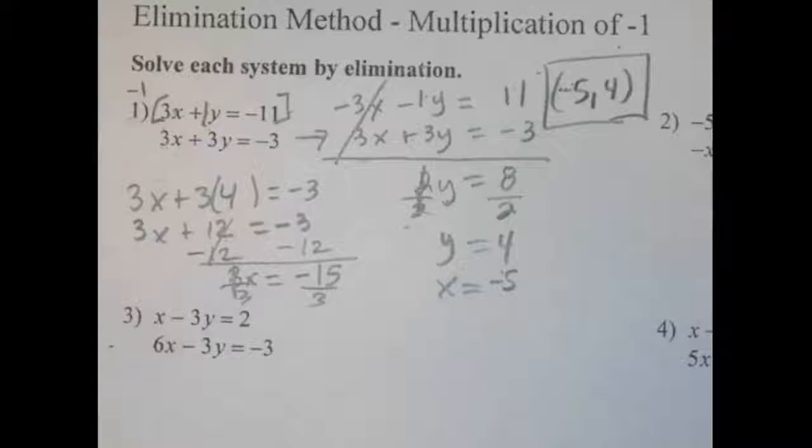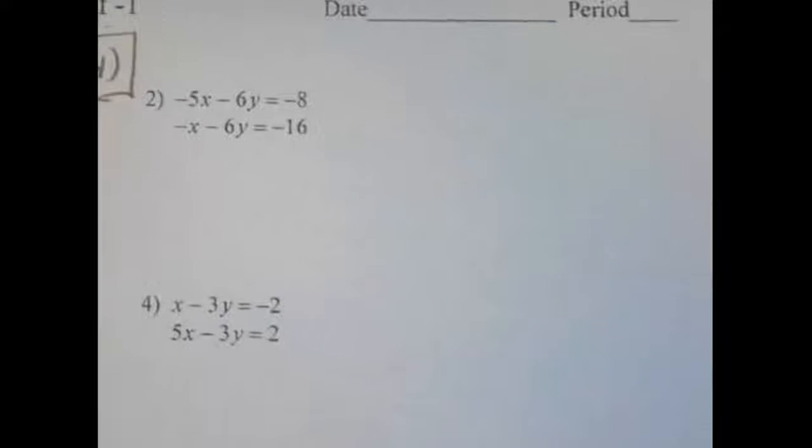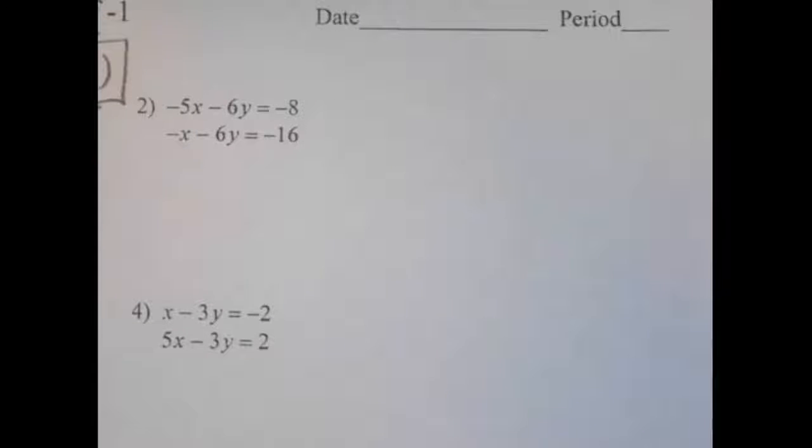Let us look at one with multiple negatives. Let's look at number 2. All right. So what do I need again? What do I need in order to eliminate? Same digit and what? Opposite signs. Say it again. Tell your neighbor. Tell me.